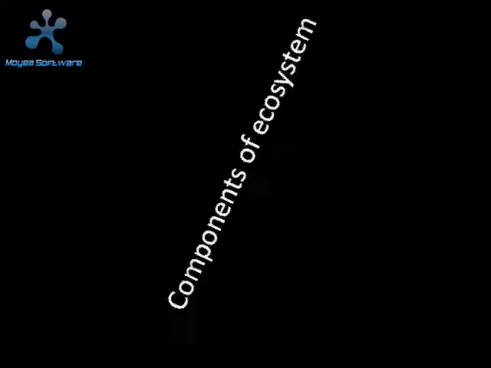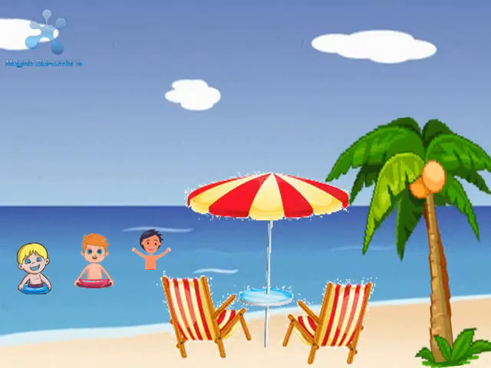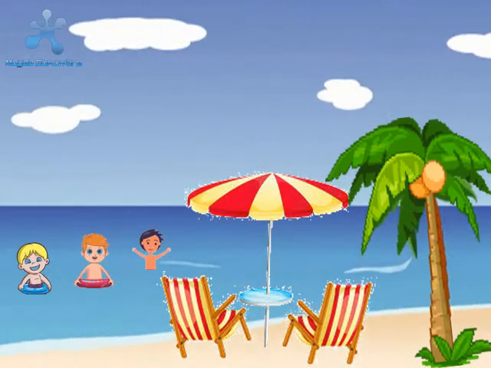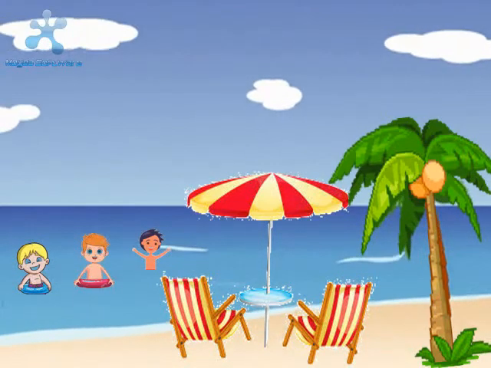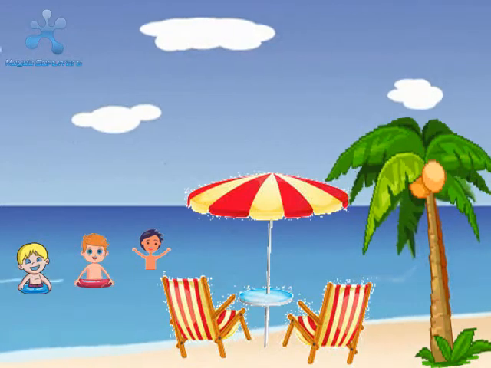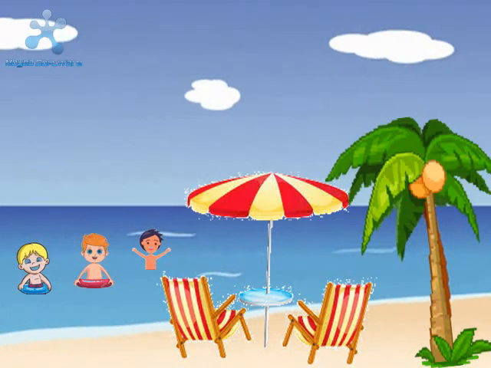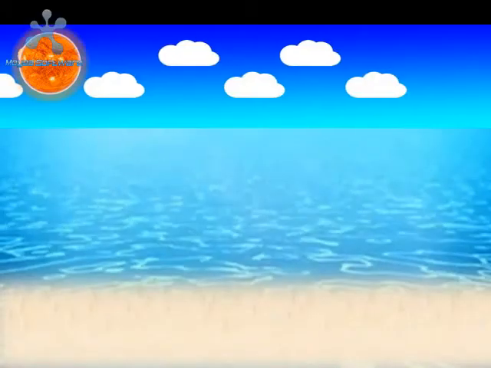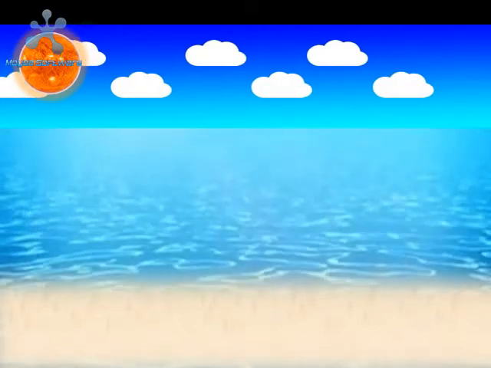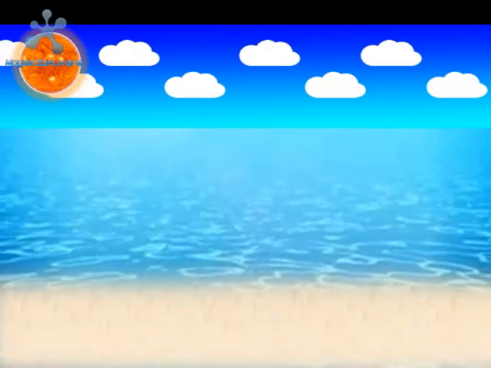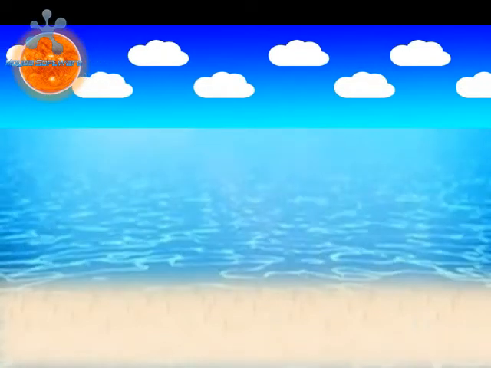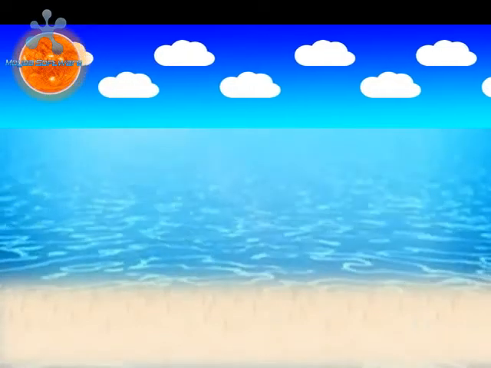Components of the ecosystem. You will be able to recall that any ecosystem should have two basic components, the non-living components and the living components interacting with each other. The non-living components are also called abiotic components. They represent the physical, chemical and climatic conditions operating in the environment.